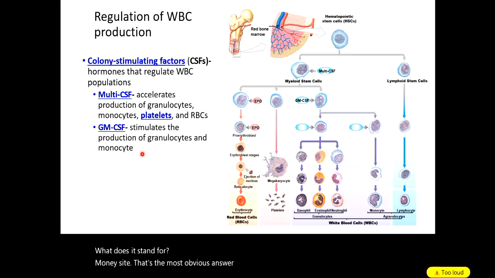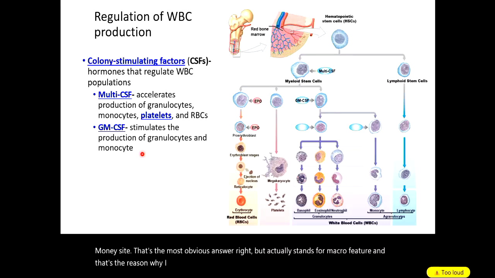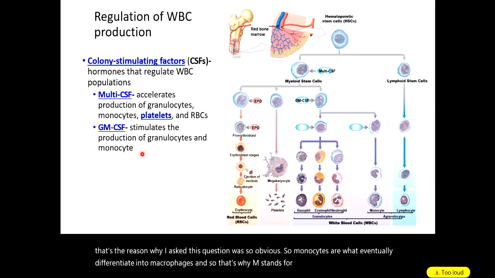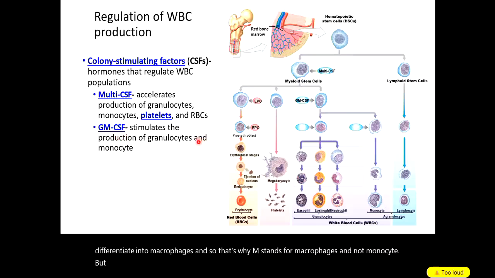But actually it stands for macrophage, and that's the reason why I asked this question. It was too obvious. So monocytes are what eventually differentiate into macrophages, and so that's why M stands for macrophage and not monocyte. But yes, it is the GM-CSF which leads to the formation of both monocytes and granulocytes.